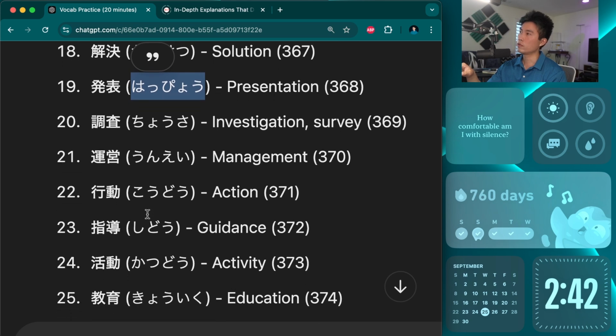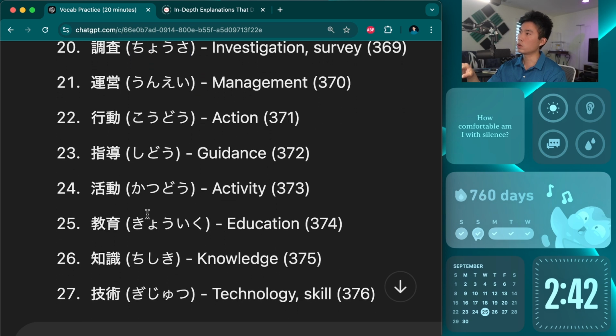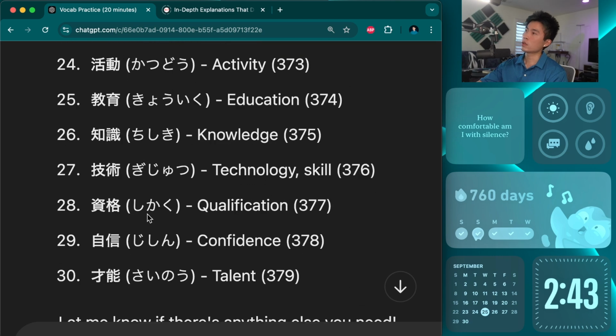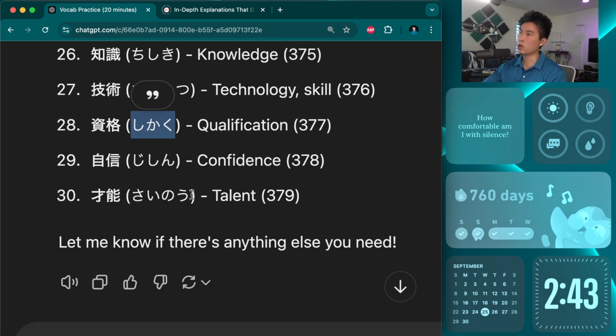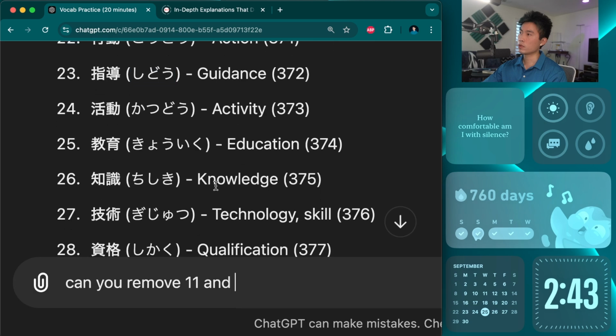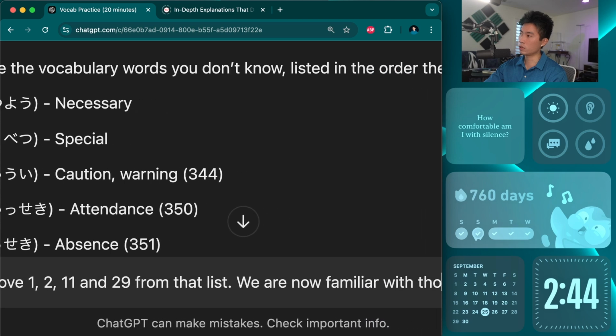Chosa, investigation, survey. Unei, kodo, ido, katsudo, kyoi, chishiki, gijutsu, shikaku, jishin. We know jishin. Saino, talent, saino. Where's jishin? Oh, right here, 29. I think at this point we know that tokubetsu means special, and that hitsuyo means necessary. So remove 1 and 2. Now familiar with those terms.